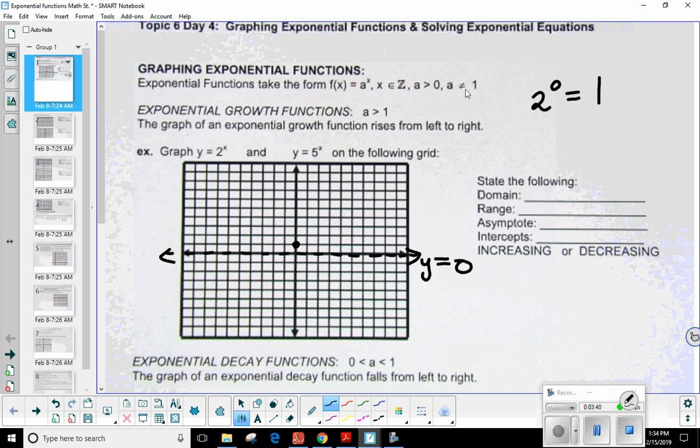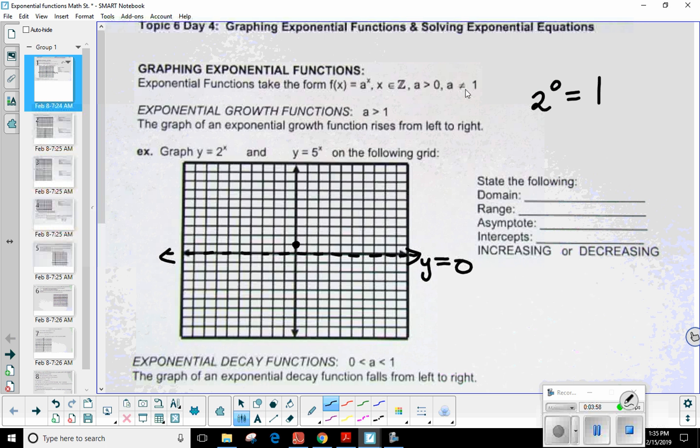Whether it's a growth or a decay function, we're always going to start off with the asymptote on the x-axis. In fact, what's the only transformation that can affect the horizontal asymptote? There you go, a vertical shift. Wherever the function goes, that asymptote is going to go right along with it.